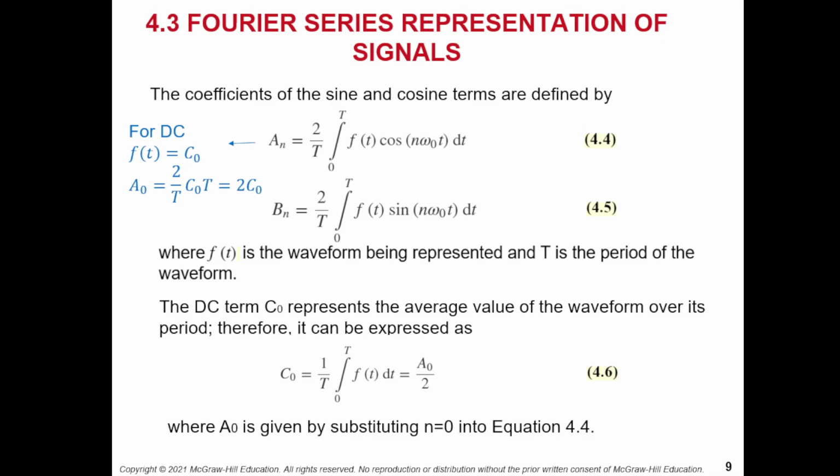A0, by definition, is the average of your system response over one period from 0 to T, right? So you need to record the response over one period and take the average. Then you can get A0, and C0 is nothing but A0 divided by 2.